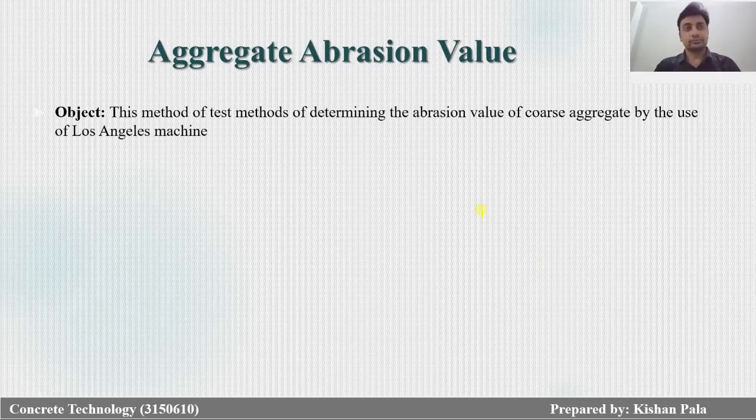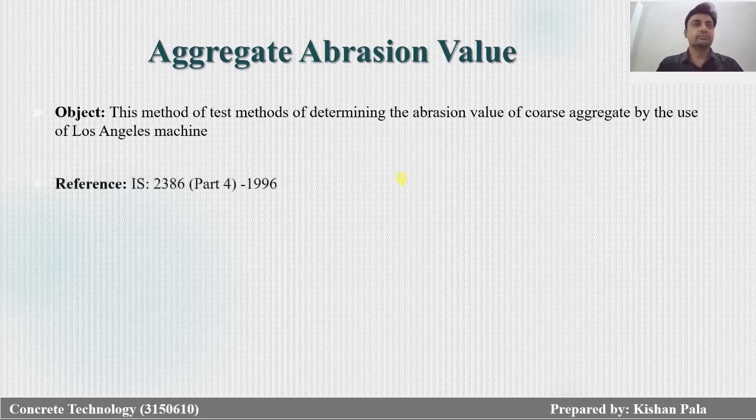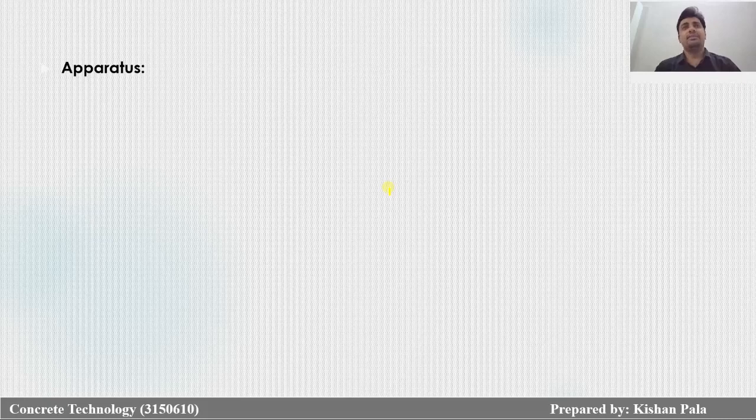So our objective is the test method of determining the abrasion value of the coarse aggregate by the use of the Los Angeles machine. You can refer to Indian Standard 2386 Part 4, 1996.